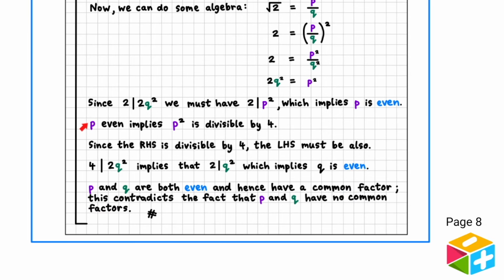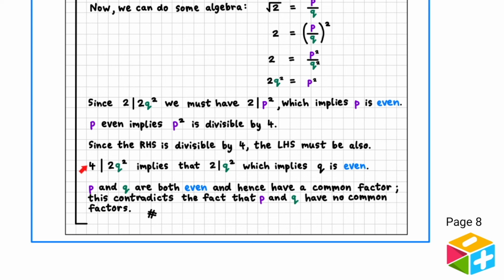Now, since p is even, it must have a factor of 2. This means that p squared will have 2 factors of 2. In other words, it must be divisible by 2 times 2 is equal to 4. So we figured out that the right-hand side, p squared, is divisible by 4. Since the left-hand side is equal to the right-hand side, the left-hand side must also be divisible by 4. In other words, we know that 4 divides 2q squared.